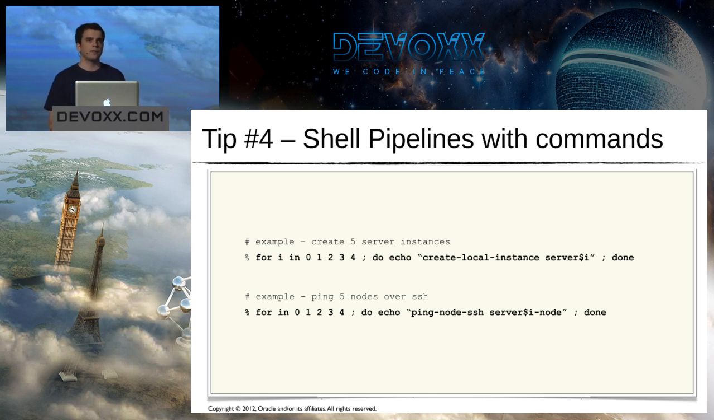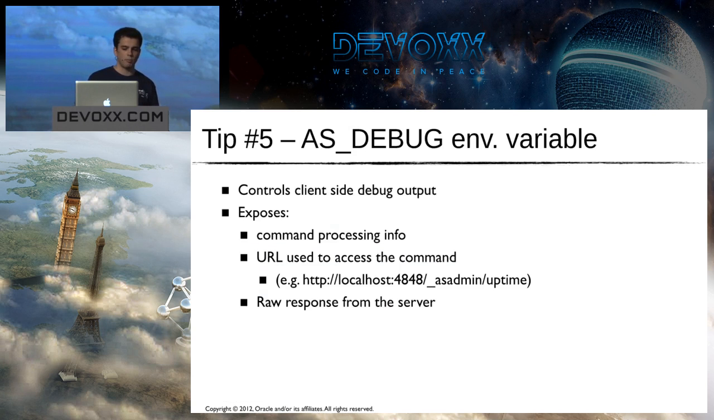Something people really don't know is that, let's say, if asadmin does not do something that you want to do with it, you can still script things around and pipe any command you want to asadmin. Then you can just do some text processing and do some things like that. So basically here the example is very simple. We just do a loop over 5 items to create 5 local instances.